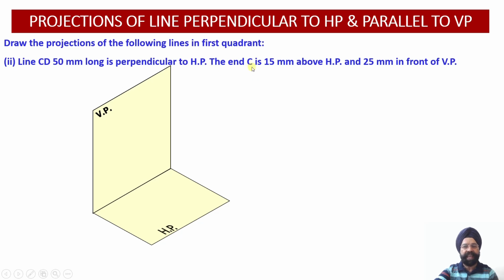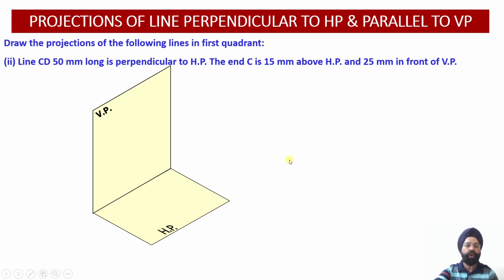Its end C is 15 mm above HP and 25 mm in front of VP. That is, you see, this line happens to be 25 mm in front of VP. So I'll have to mark this distance as 25 mm. And the first end of the line, it happens to be 15 mm above HP. That is, my line will start from here. So I have to leave 15 millimeter from the horizontal plane, draw the line, but I cannot draw it here because I have to mark this line 25 millimeter in front of the vertical plane.